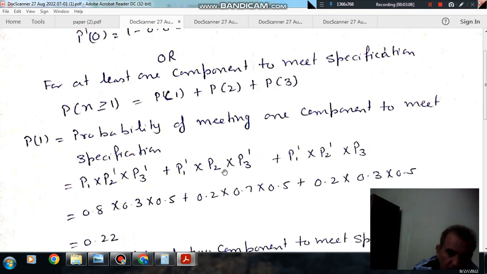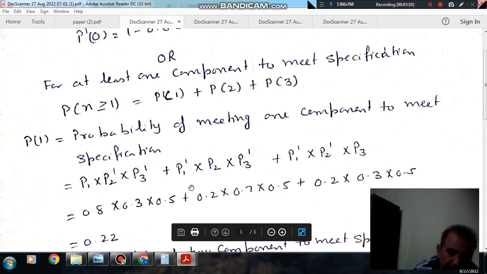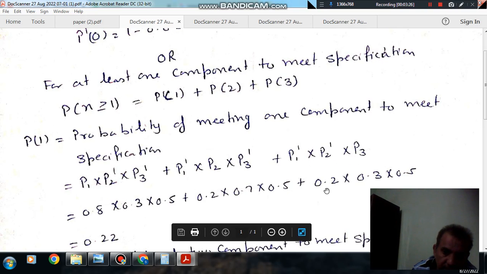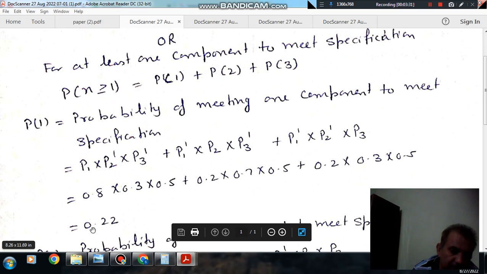Okay. So not meeting the specification for the first component is 0.2, meeting the specification for component 2 is 0.7, and for the third component not meeting the specification is 0.3. Similarly here, the first and second don't meet the specification and the third meets it, so it is 0.2, 0.3 and 0.5. So the probability of exactly one component meeting a specification is 0.22 if we solve it.